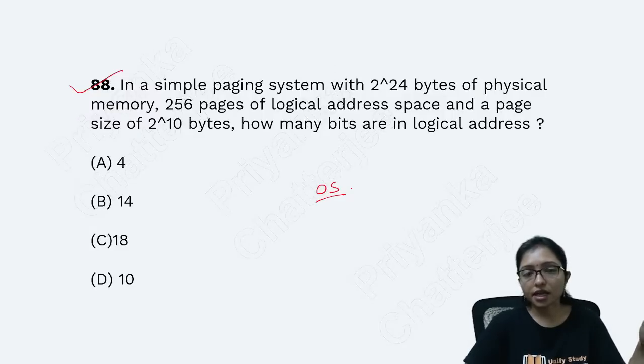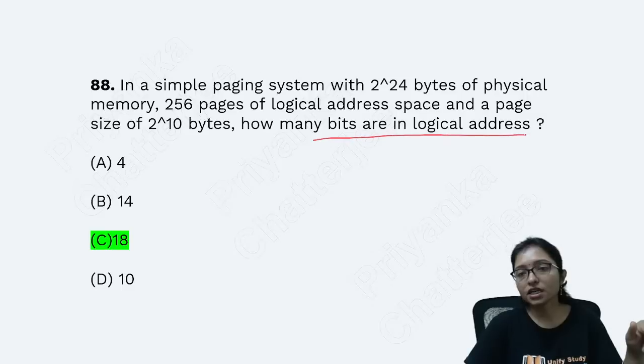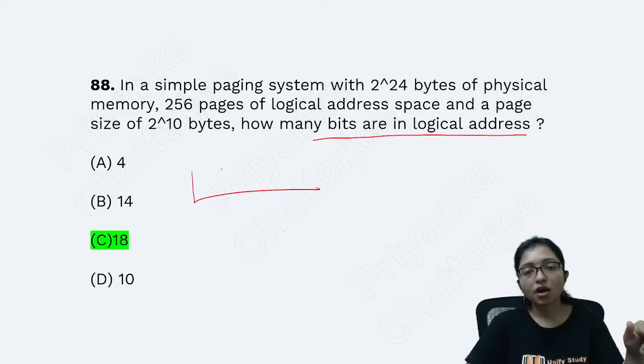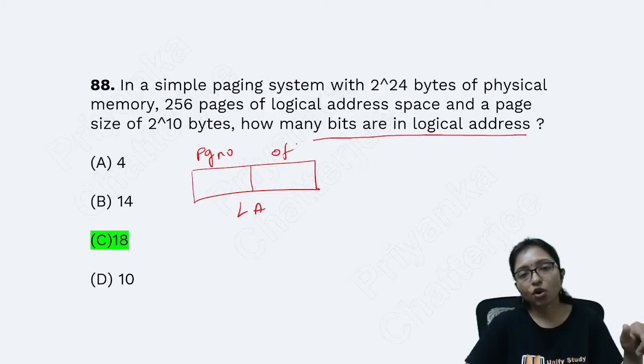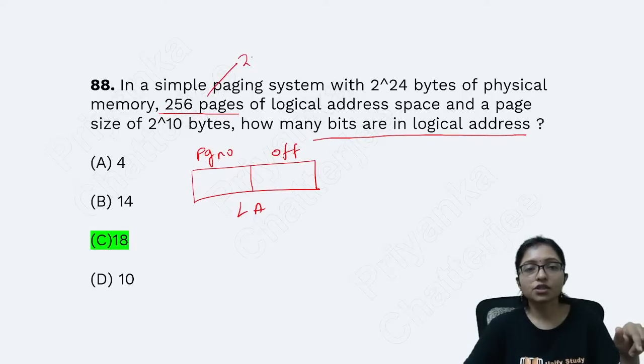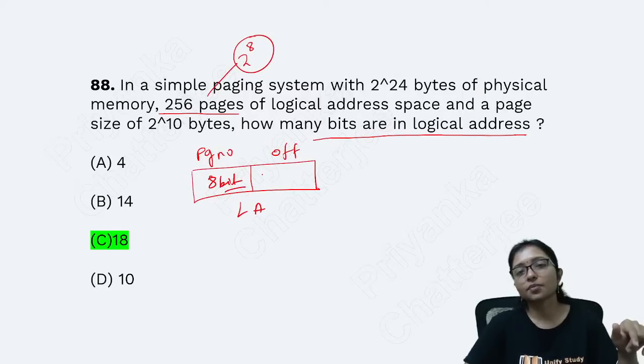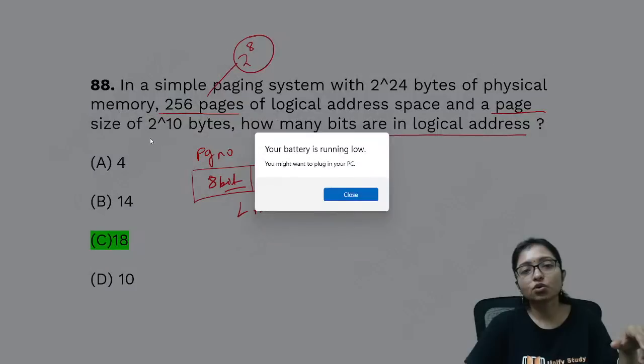Yes, answers are coming here. Very good. Whenever I have to calculate how many logical address bits there are, the logical address is page number and offset. Here it is given 256 pages, that is 2 to the power 8, so 8 bits are required for the page number. And the offset is the page size. The page size is given here as 2 to the power 10.